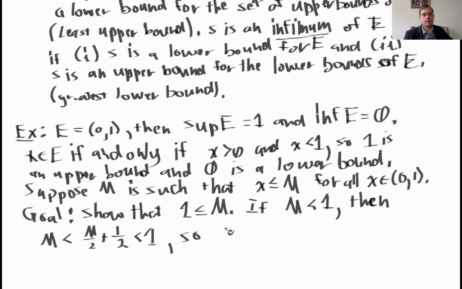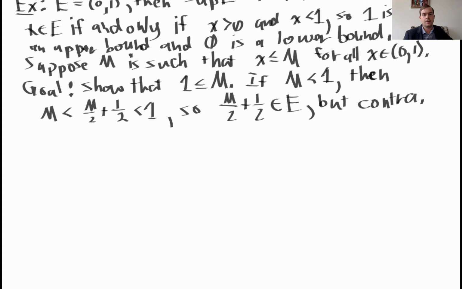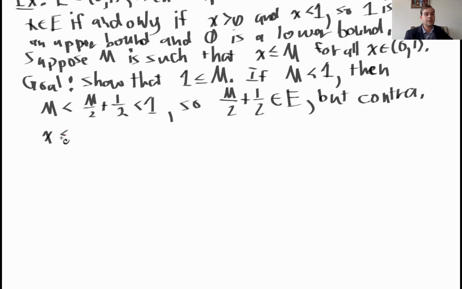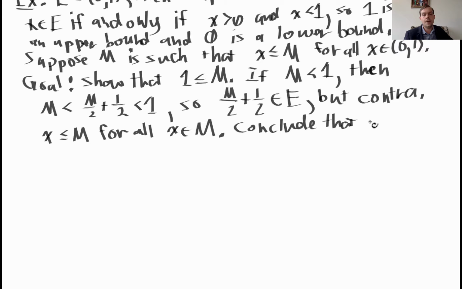So now we've got a point that lives in our set E, 0, 1, but contradicts the fact that x is less than or equal to m, right? This inequality contradicts this fact for all x in E. So we've assumed that m is less than 1, we've obtained a contradiction, and therefore we conclude that 1 must be less than or equal to m.